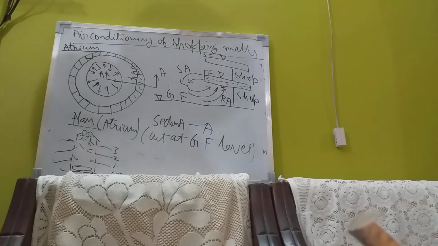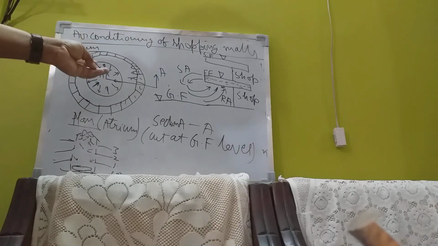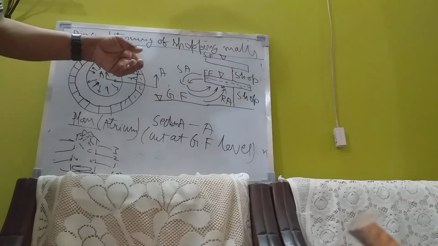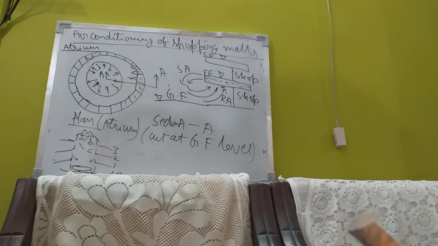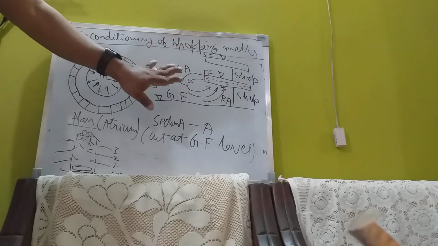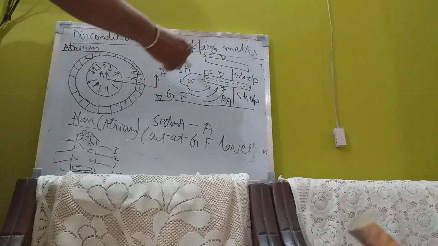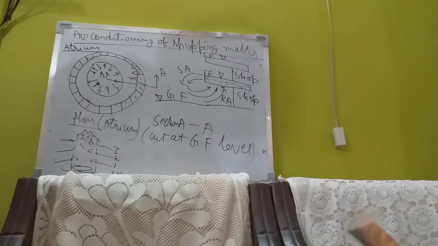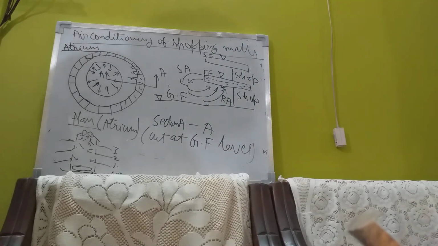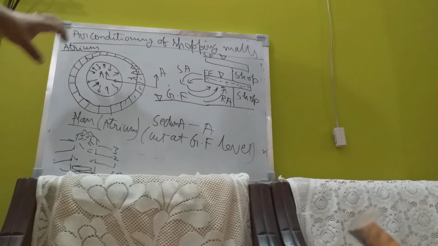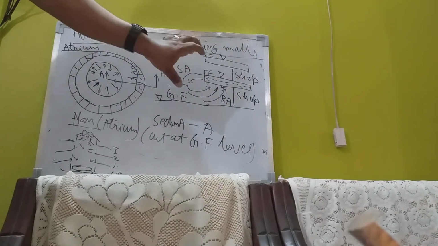So, what different air conditionings have I taught in the last two classes? Number one, I have taught auditorium or cinema hall. Number two, operation theatre. Number three, library. And number four, the atrium of the shopping mall. All these diagrams you should properly note. I have drawn an intentionally big diagram so that there is a clear view in the camera. You can see these diagrams and you can replicate them during the exam if asked.